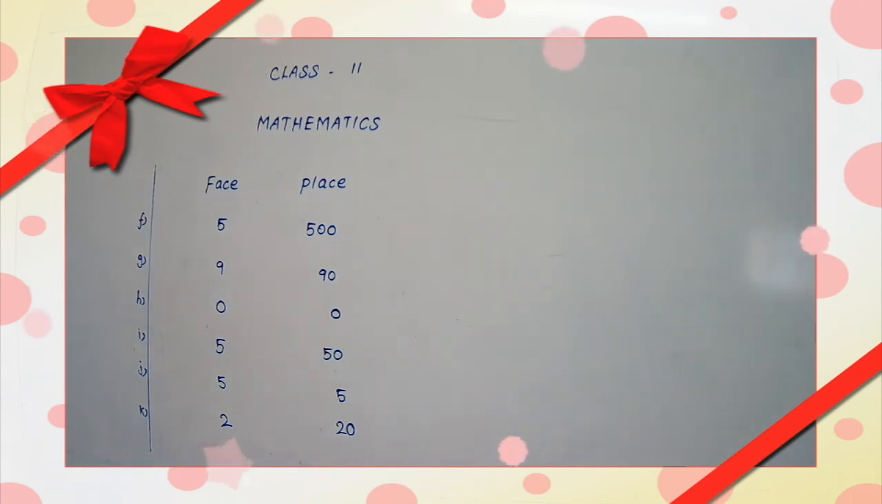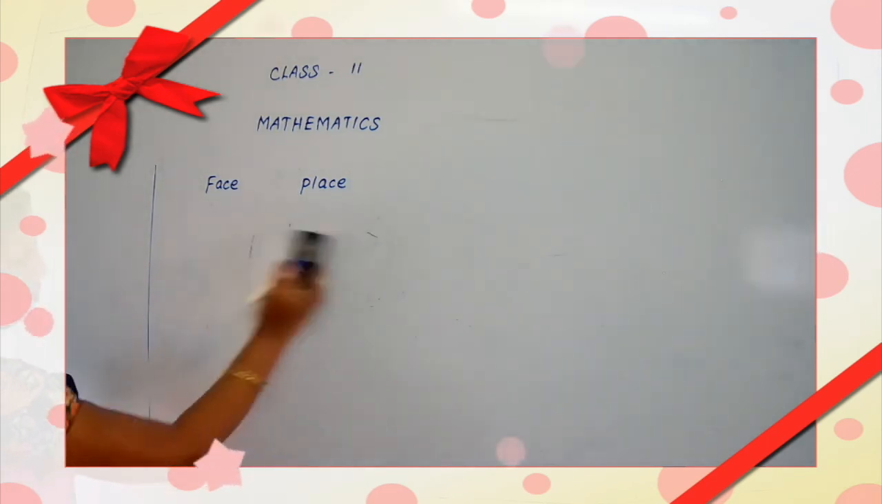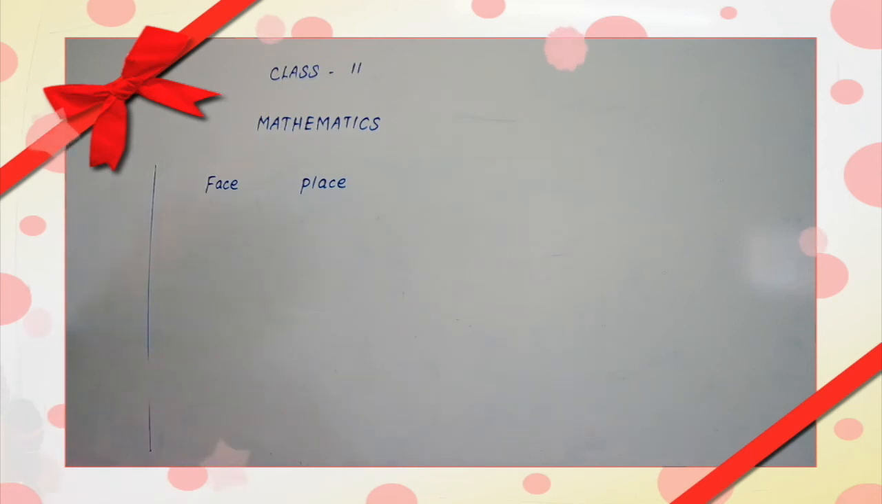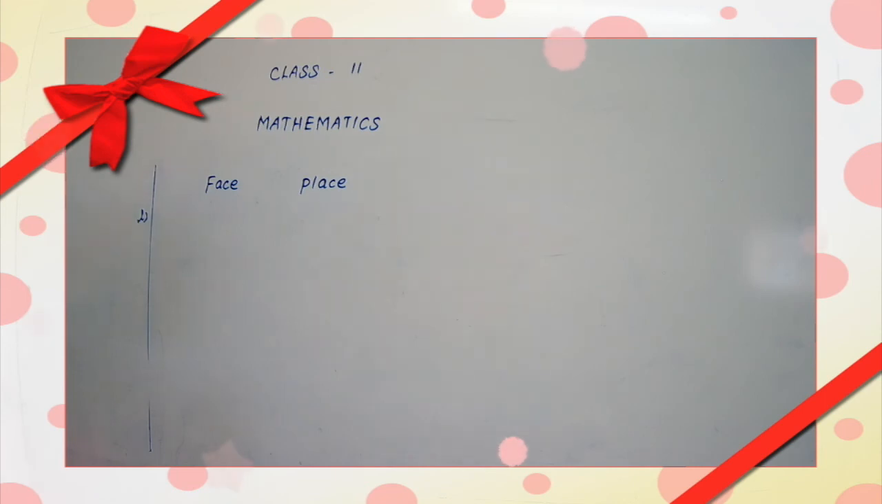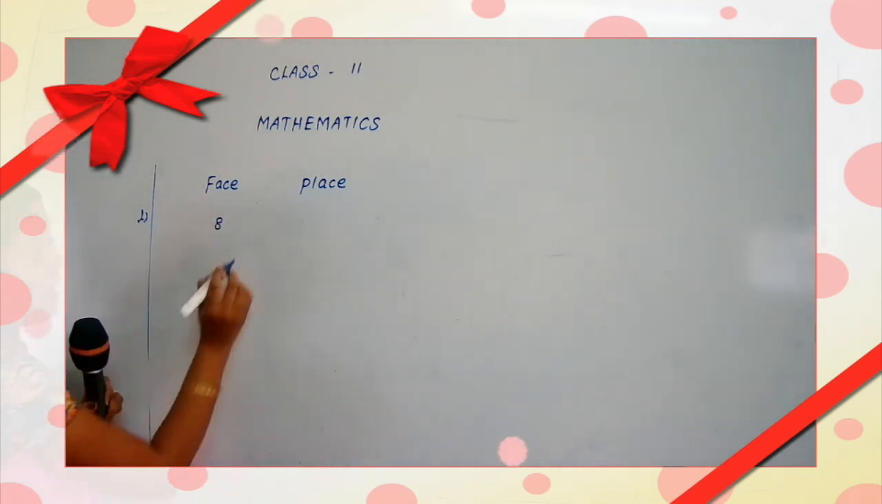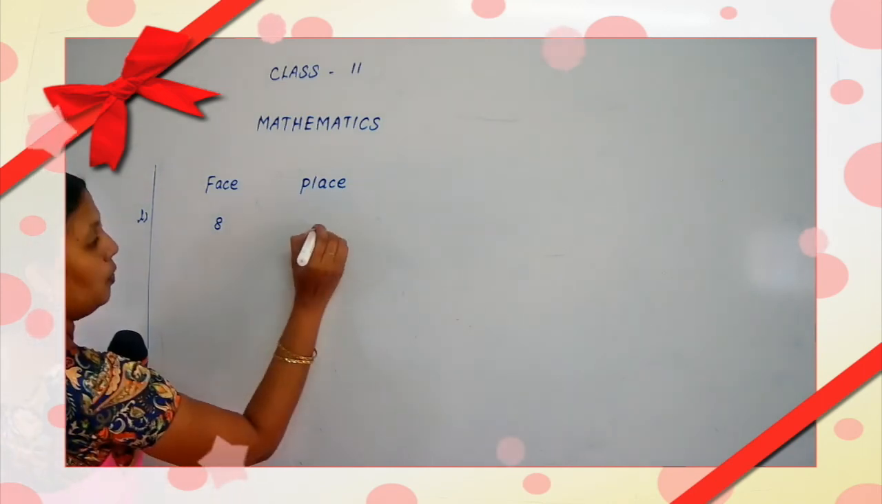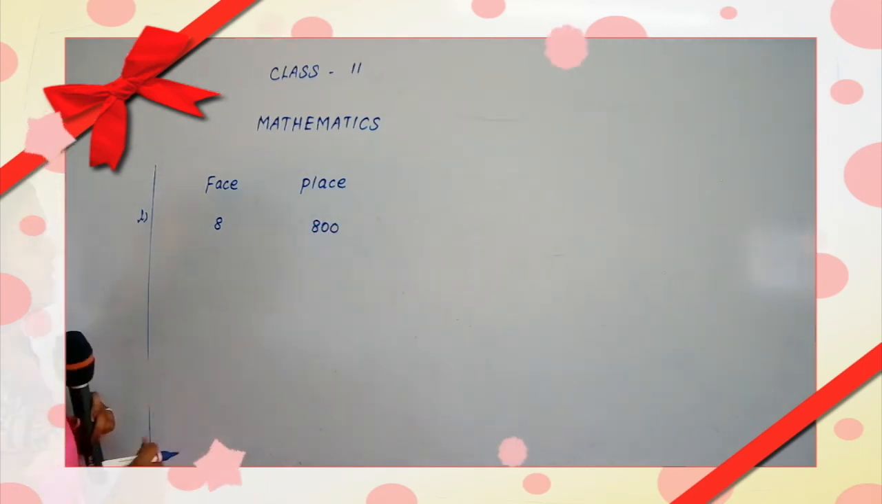Then see the next one, L. The question is 888. Which one is the underlined digit? 8. 8 is in which place? Hundreds place. Okay. So we want to add 2 zeros for the place value.